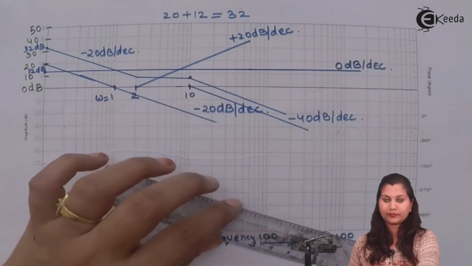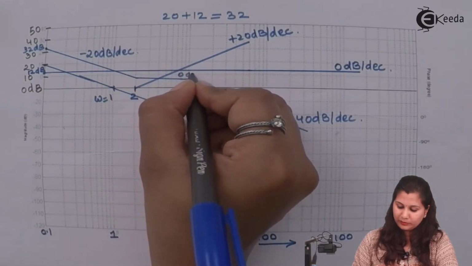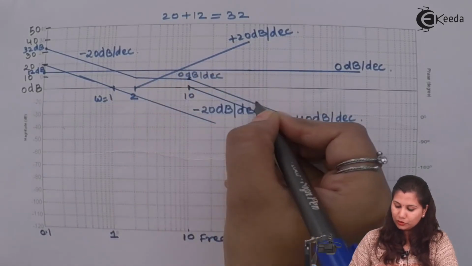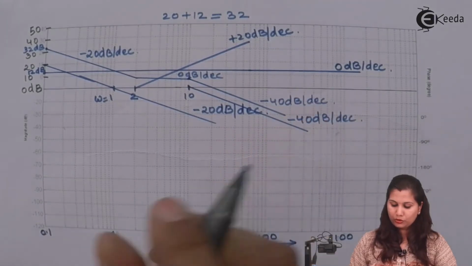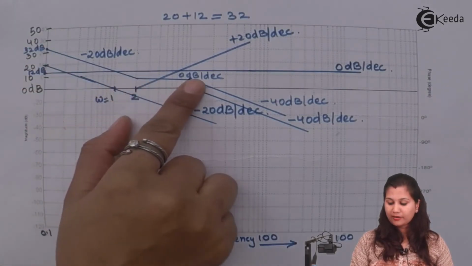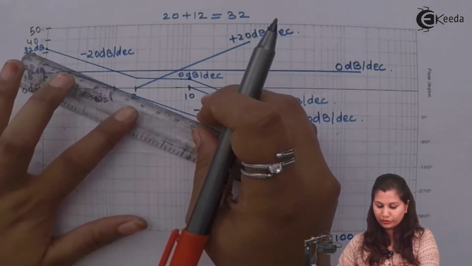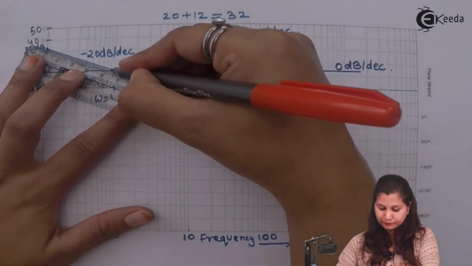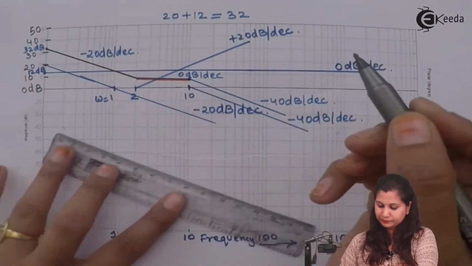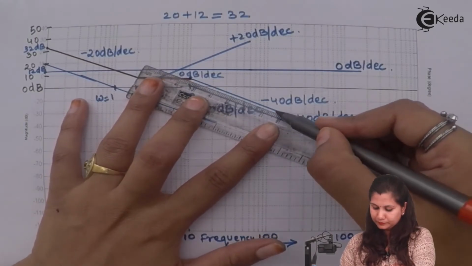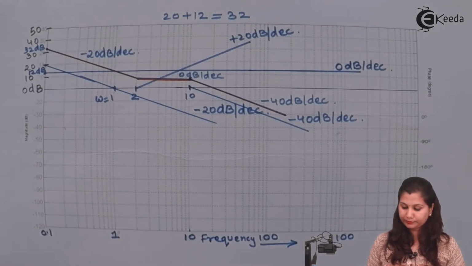So this will be like this. Here the slope was minus 20 dB, here the slope is 0 dB per decade, and here the slope is minus 40 dB per decade. So this is our resultant magnitude plot. I will show it by the red line so it will be clear to you. So this is our resultant magnitude plot.